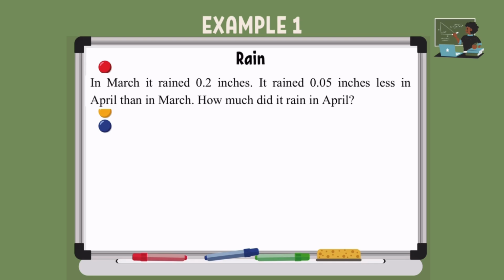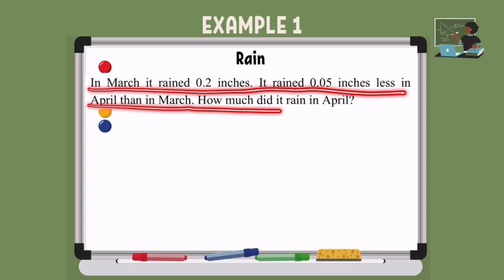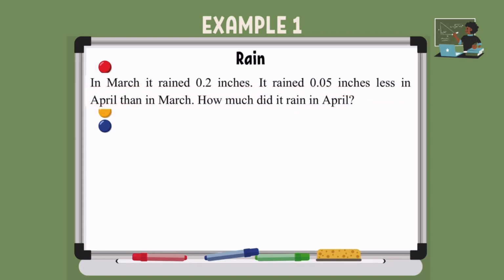Example 1, step 1, read the problem. In March, it rained 0.2 inches. It rained 0.05 inches less in April than in March. How much did it rain in April?